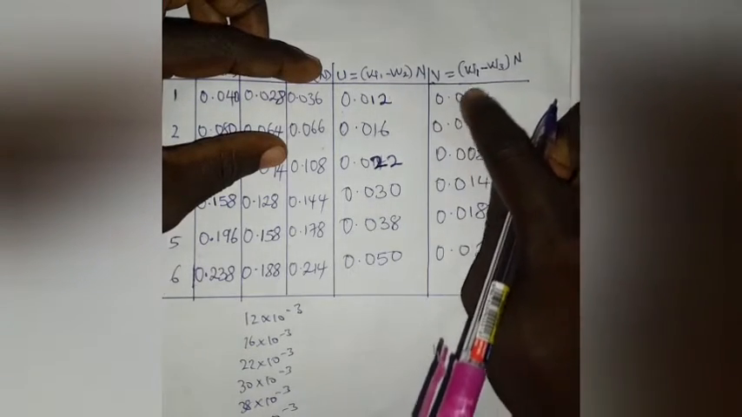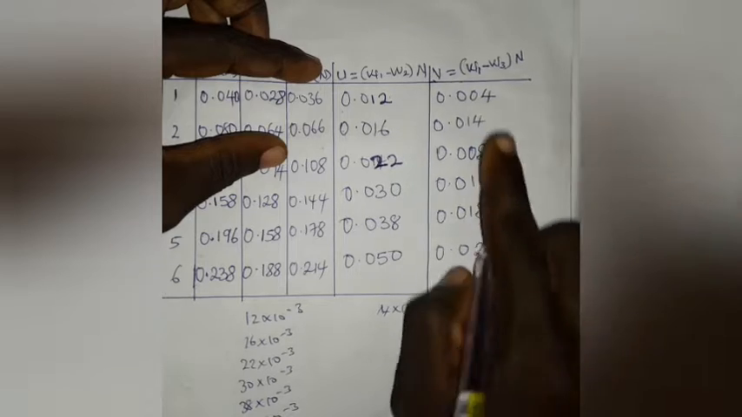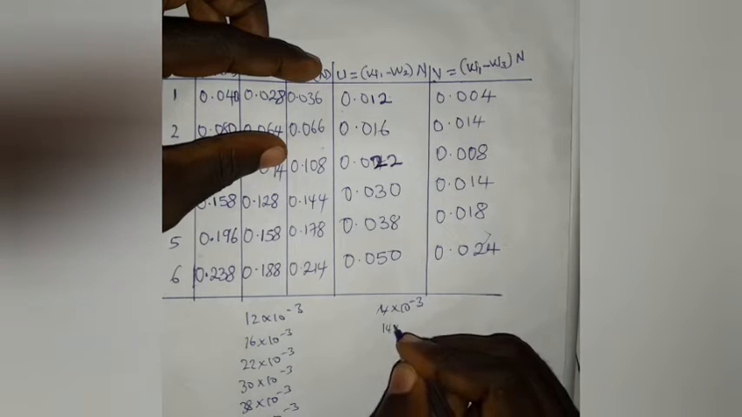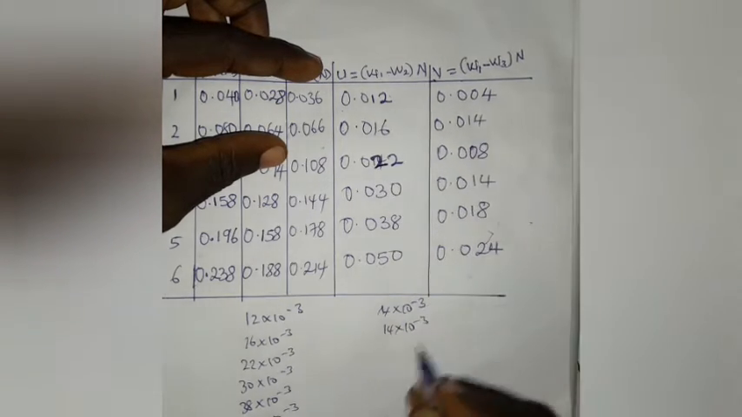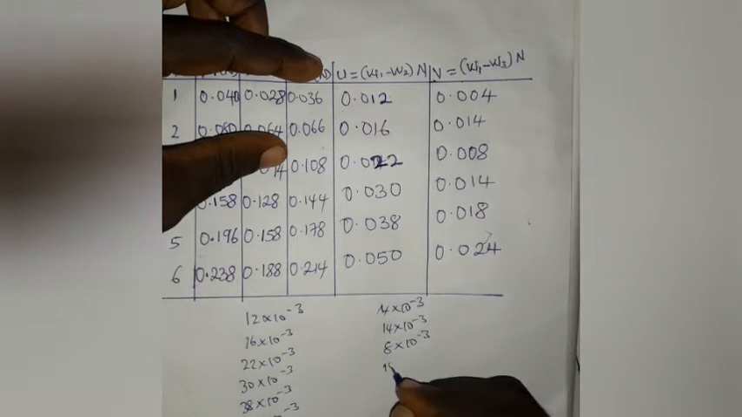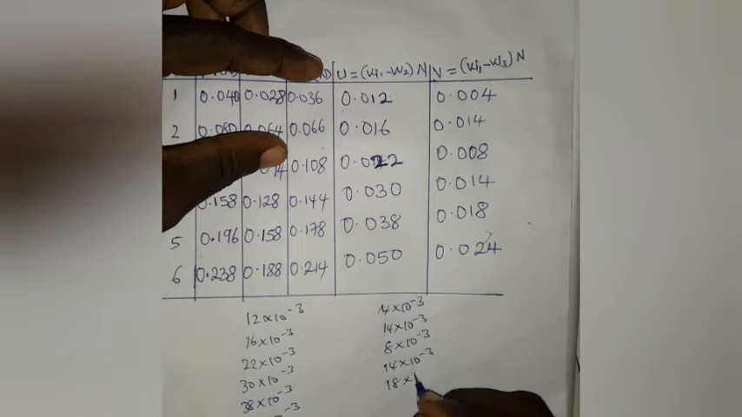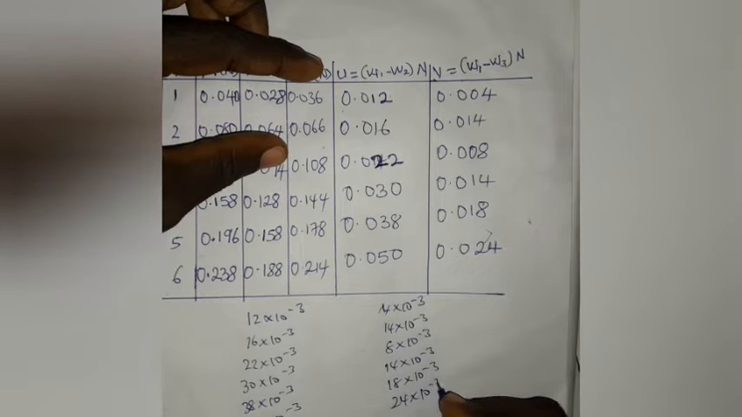Then if you come to this, when I move this 1, 2, 3, I'm going to have 4 times 10 raised to the power minus 3. Here, I'm going to have 14 times 10 raised to the power minus 3. Here, 8 times 10 raised to the power minus 3. Here, 14 times 10 raised to the power minus 3. Here, 18 times 10 raised to the power minus 3. Here, 24 times 10 raised to the power minus 3.